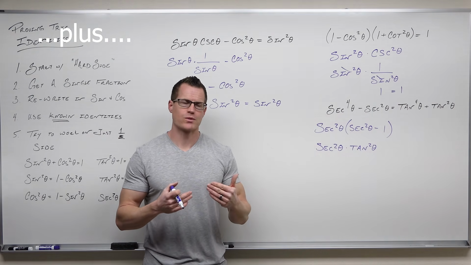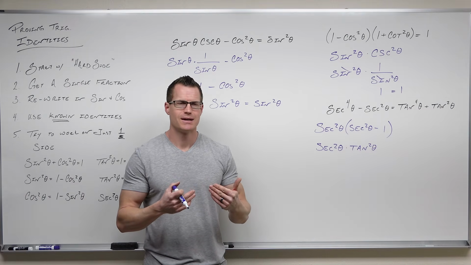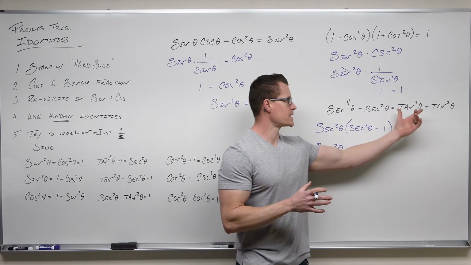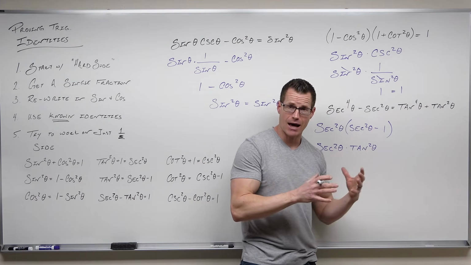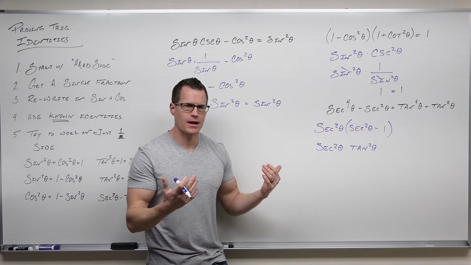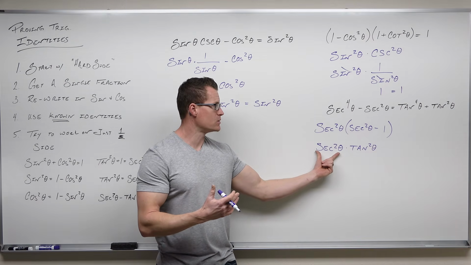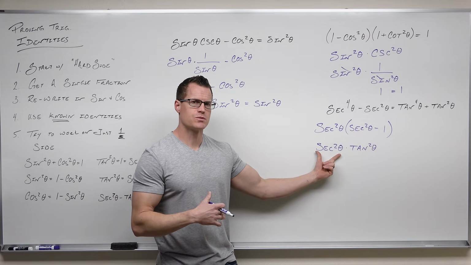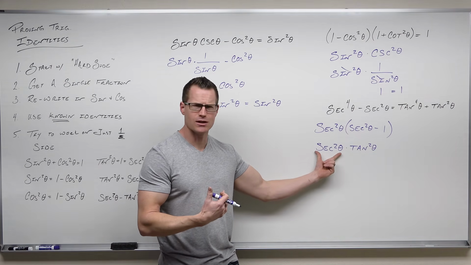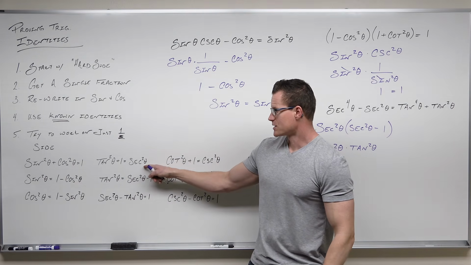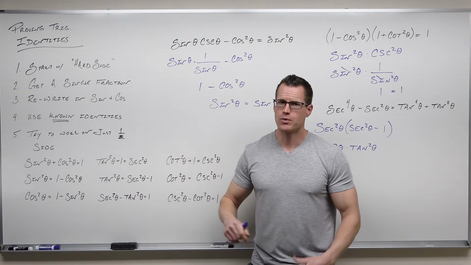This is one of the times where writing things in terms of sines and cosines probably wouldn't be that beneficial because I already have a piece of that. I have a tangent squared theta. What's the thing that I don't have in terms of tangent? That one. So maybe we use this and write this in terms of tangent. So let's use the identity to change this thing. So let's see, secant squared theta is tangent squared theta plus 1.